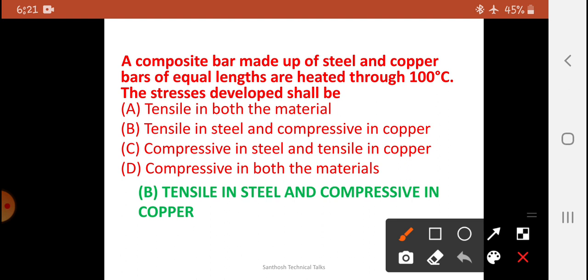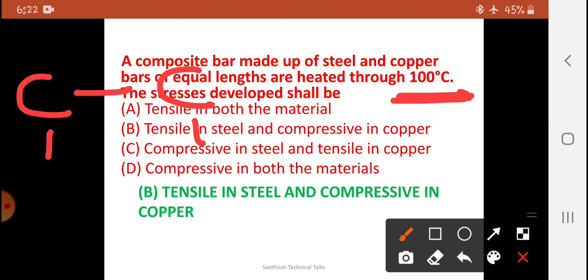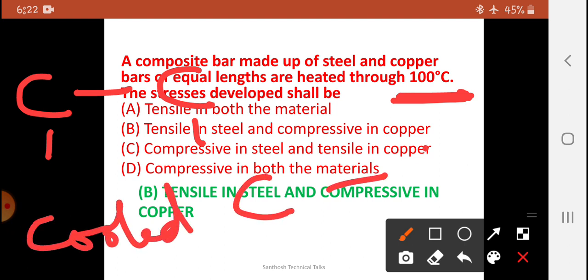If you are not able to understand this: if it is heated, C to C, that is copper to compressive. When it is cooled, C to S, so compression to the steel. Okay.